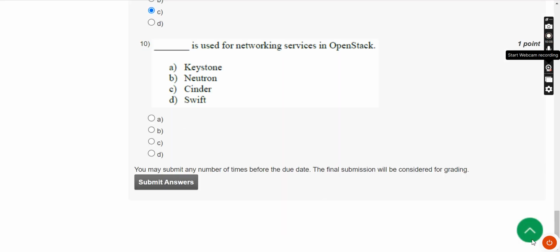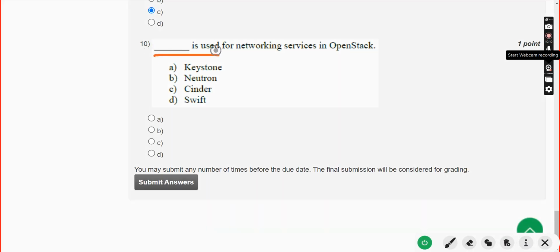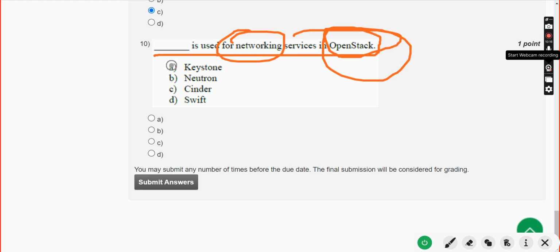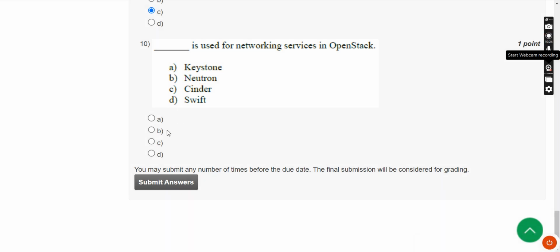Now let's move on to the final question, the 10th one. Dash is used for networking services in OpenStack. Networking and for OpenStack. So the answer is option B, guys. Neutron. Neutron is the answer. So mark option B, guys.